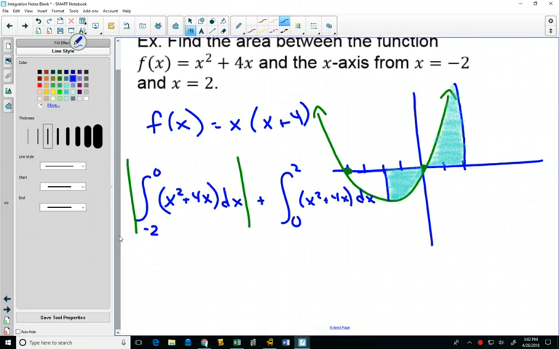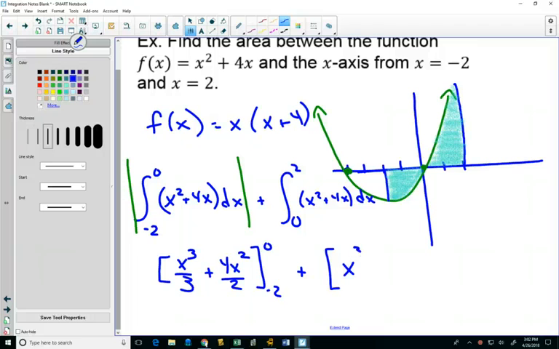So sometimes these questions become long just because we're going to have x cubed over 3 plus 4x squared over 2 from negative 2 to 0 plus the same thing, x cubed over 3 plus, I'll simplify this time, from 0 to 2.